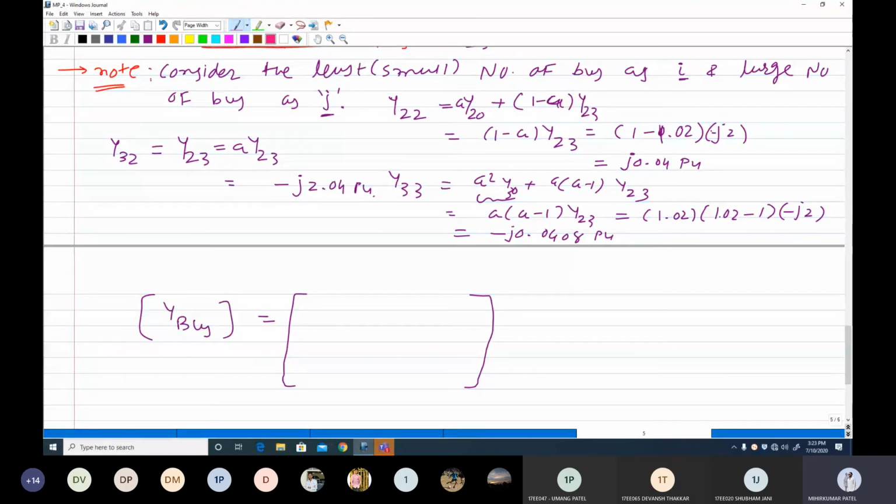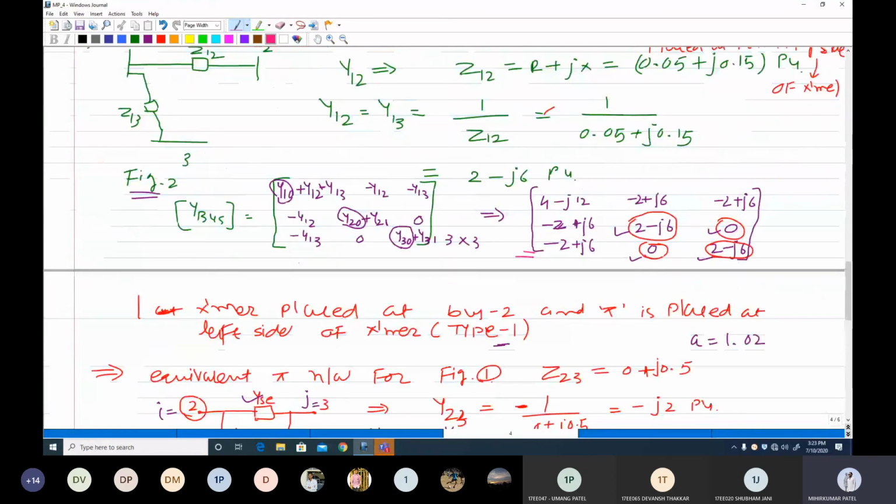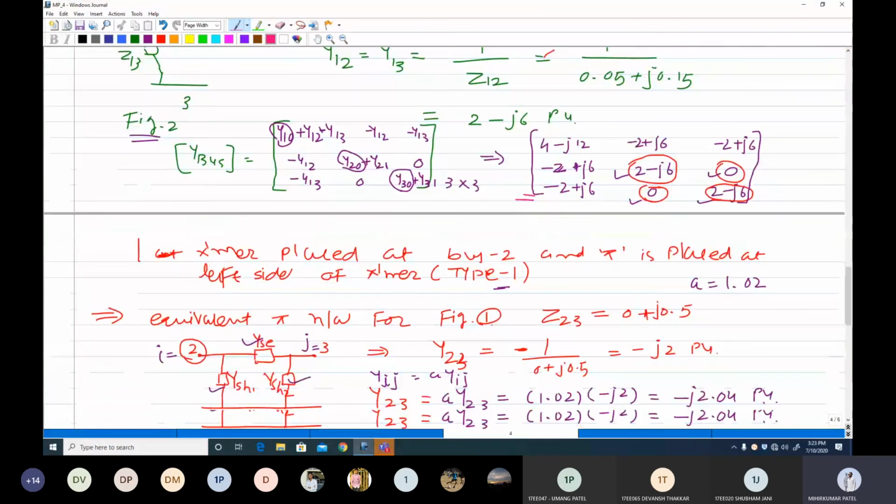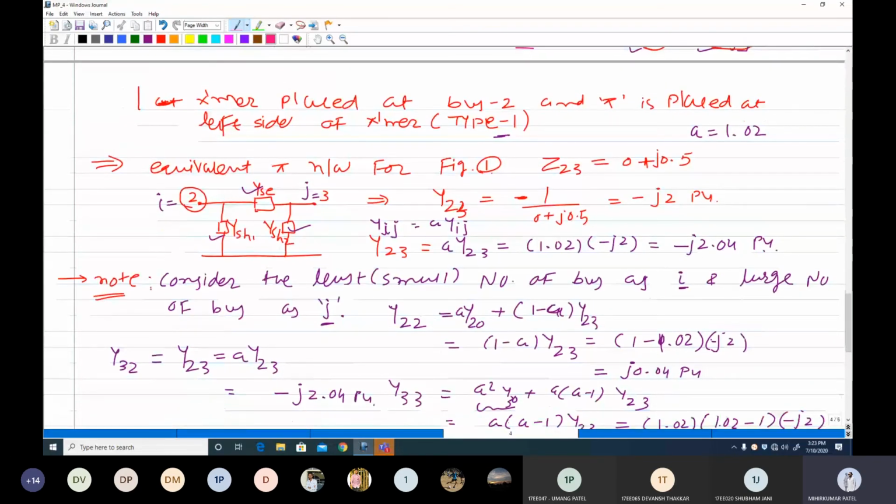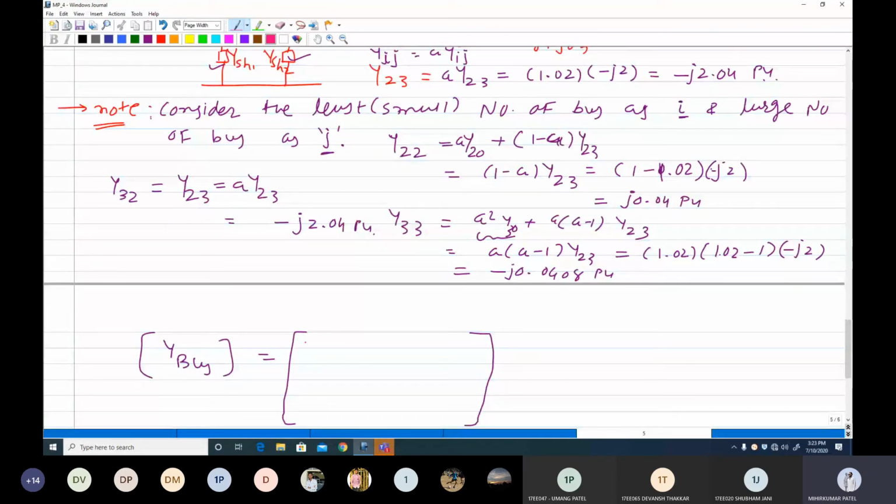The rest of the elements will remain the same. That means y11 will not be affected, so it is the same as it is. What is the value of y11? 4 minus j12. Yes, it remains as it is, 4 minus j12.